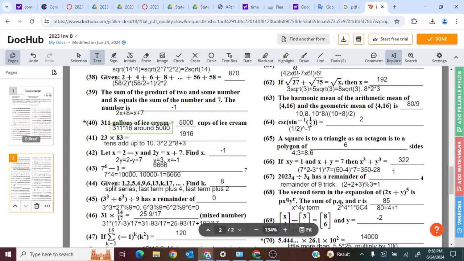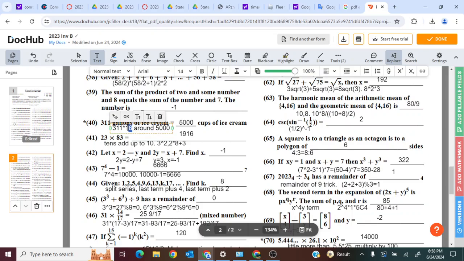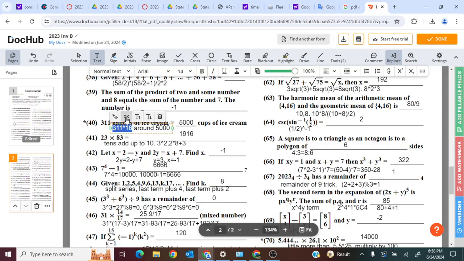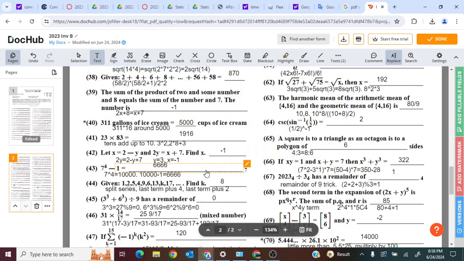311 gallons of ice cream is how many cups? A gallon is 4 quarts. A quart is 2 pints, and a pint is 2 cups. So that all adds up to multiplying 311 by 16, which you can kind of imagine is somewhere around 5,000. It's close enough, easily.